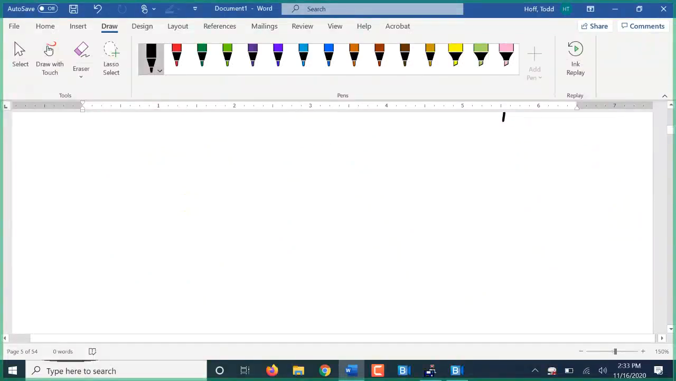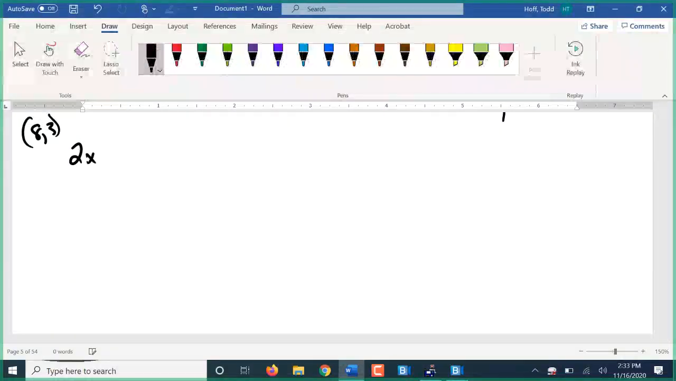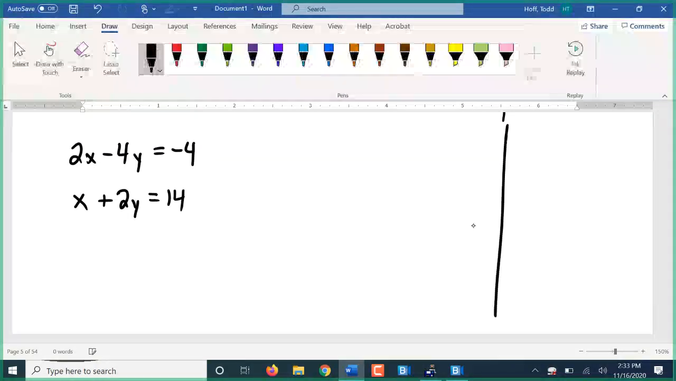So I'm going to have you guys try one here. Let's have you do 2x minus 4y equals negative 4. And x plus 3y. Actually, let's do x plus 2y equals 14. Graph those two equations and see if you can find the solution to that system.